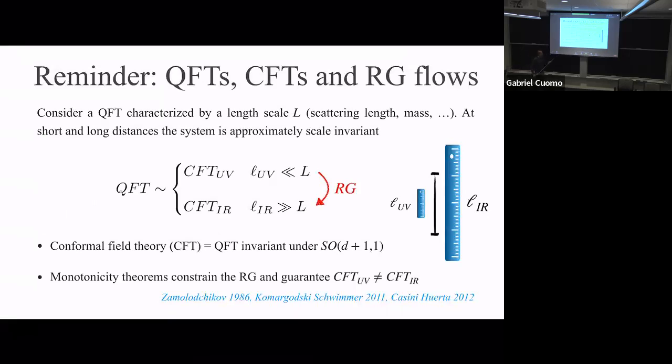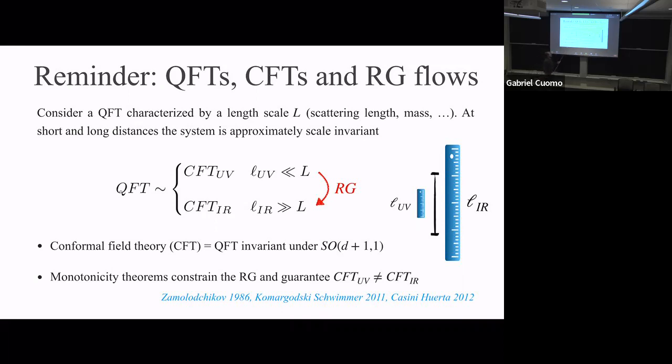Okay, so what is the viewpoint I want to take? I'll start very generally. So how do we think? Let me first remind you of a formal or condensed matter way to think of quantum field theory. A quantum field theory is typically traced by some, we say, one length scale L, could be a mass, a scattering length, whatever.